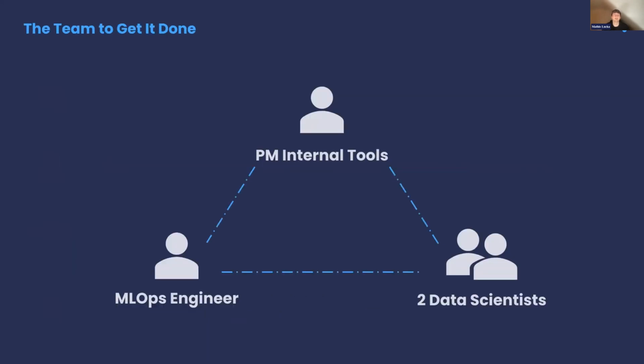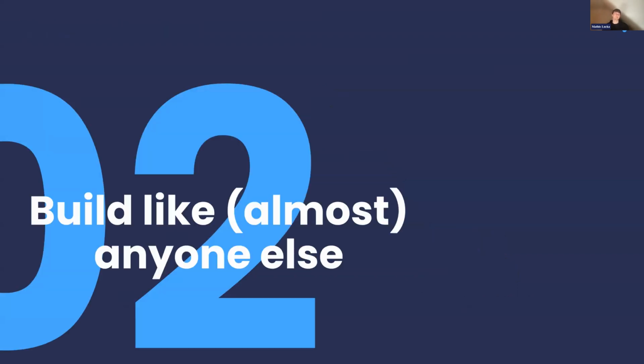All right. We've also assembled a team to get this done. We're in a big investment bank somewhere in the US, maybe. We have a product manager who works in the internal tools department, so producing tools that other people in the bank will use. We have an MLOps engineer, and then we have 2 data scientists on the team. All right. So let's get started building.